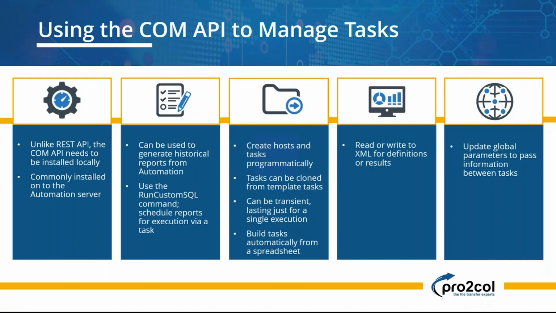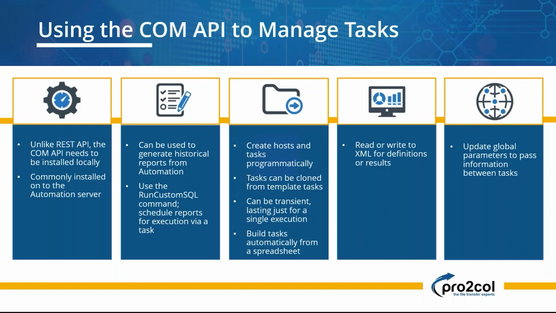Okay, so the COM API. The COM API, that's where we're going to find this command line interface. Unlike the REST API, you do have to install it on the machine that you want to run it on. Normally, this is going to be the MOVEit Automation machine, but it doesn't need to be. It can be put anywhere you like.